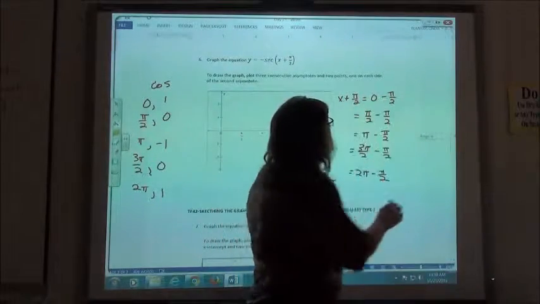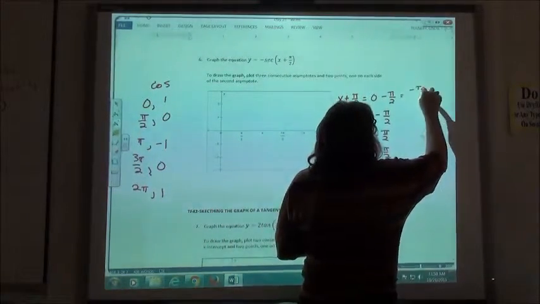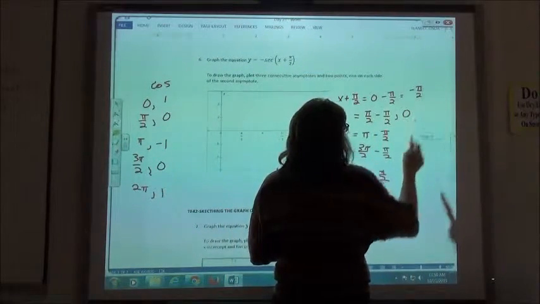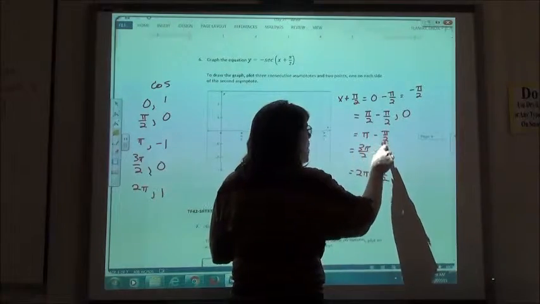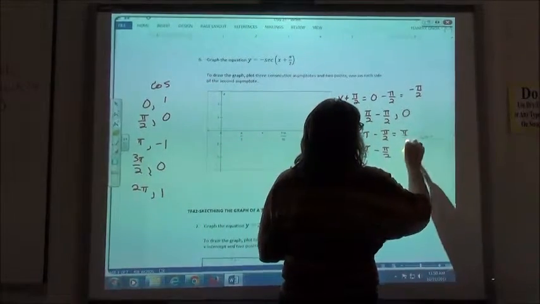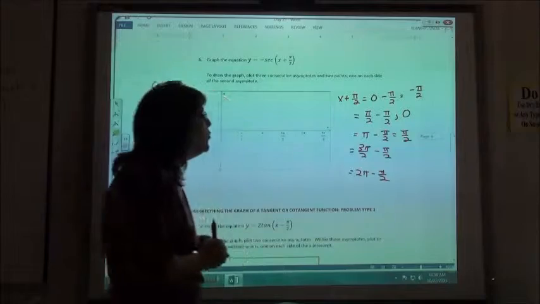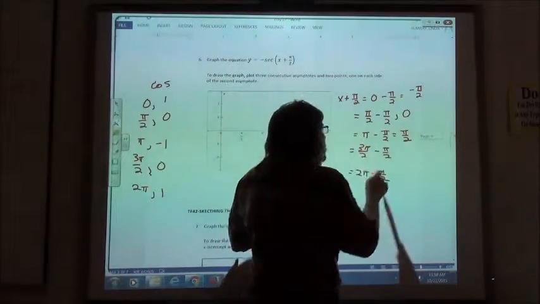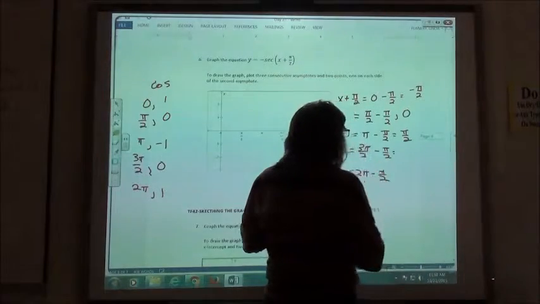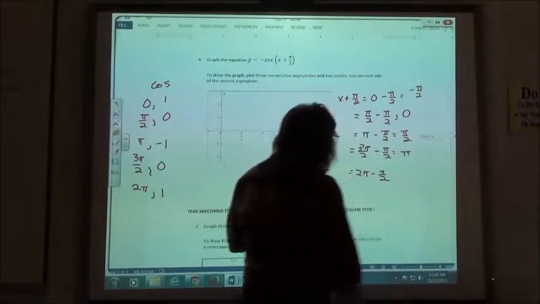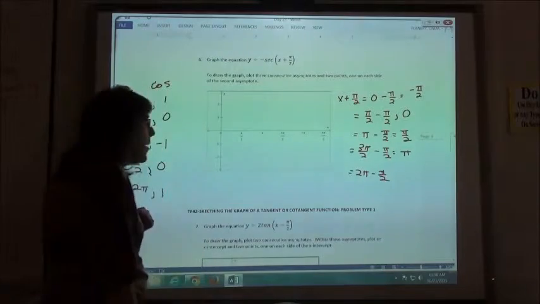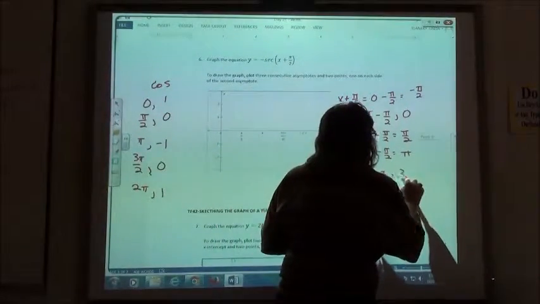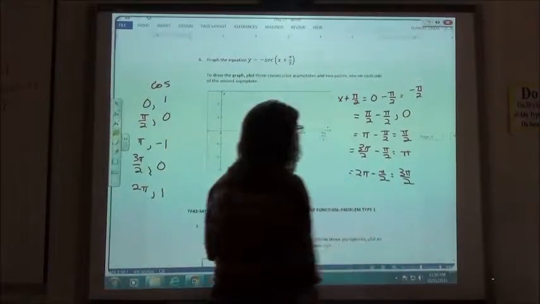So 0 minus pi over 2 is negative pi over 2. Pi over 2 minus pi over 2 is 0. 1 minus 1/2 would be pi over 2. Or 2 pi over 2 minus 1 pi over 2 is pi over 2. 3 pi over 2 minus pi over 2 would be 2 pi over 2, which is just pi. 2 pi minus pi over 2, this would be 4 minus 1, which gives me 3 pi over 2.